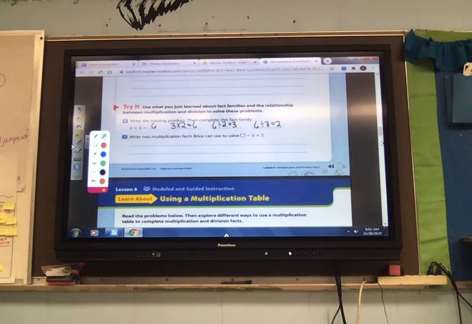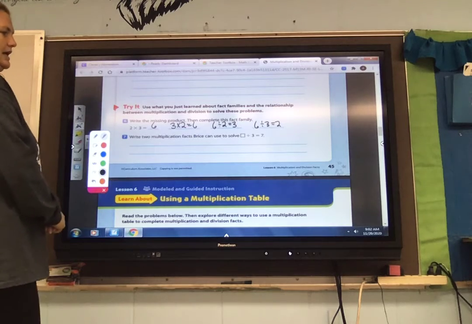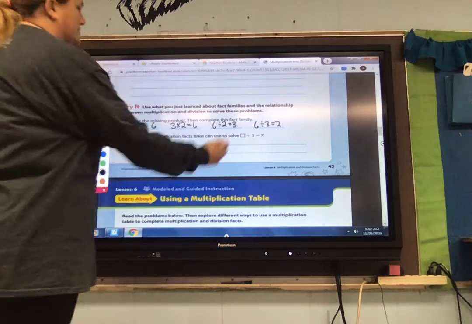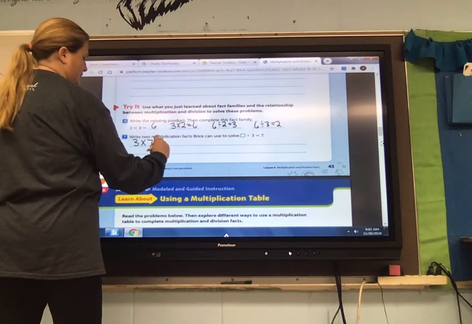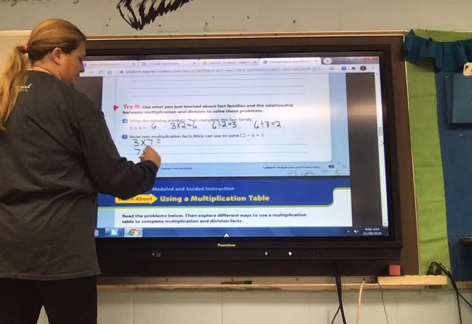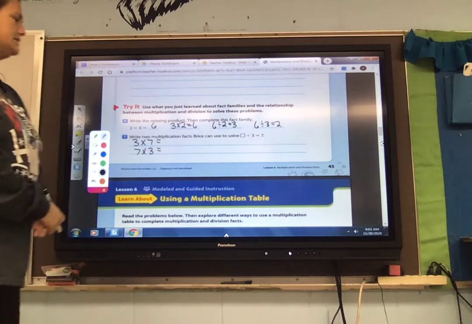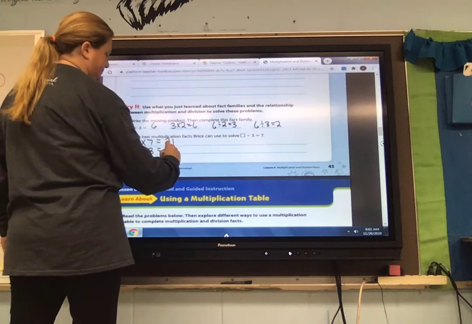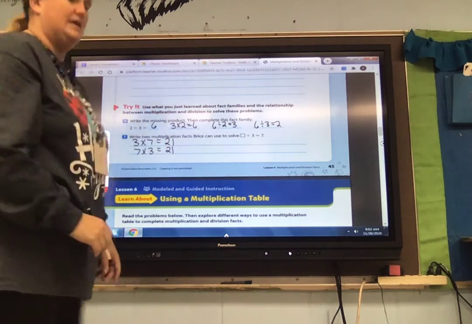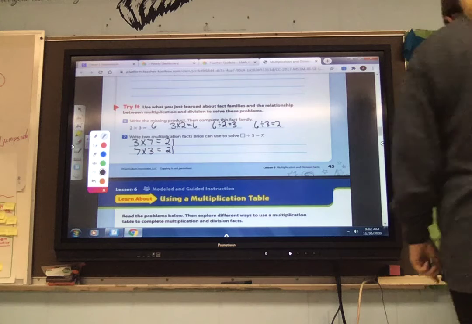Write 2 multiplication facts Bryce can use to solve blank divided by 3 is 7. So our total's missing. So he could say 3 times 7, or he could say 7 times 3, couldn't he? What is 3 times 7 and 7 times 3? 21. So that's page 44 and 45.